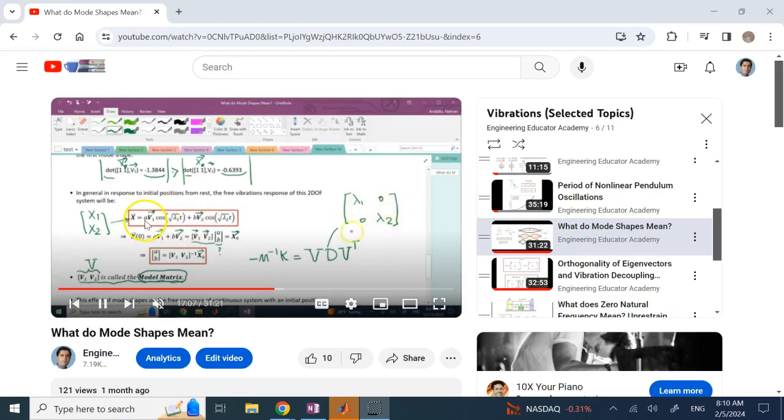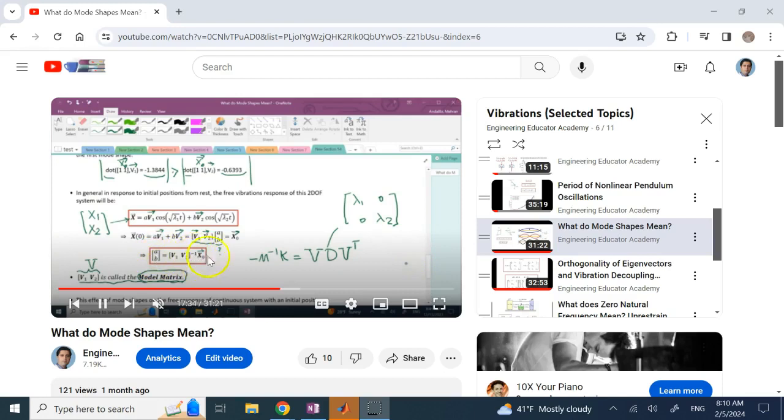These coefficients A1, A and B, which correspond to our C1 and C2, where are they coming from? They are coming from the modal matrix inverted multiplied by the initial condition. So it's the initial condition that determines these coefficients. If the initial condition x0 is exactly matching V1, then A1 is 1 and B is 0. Right?